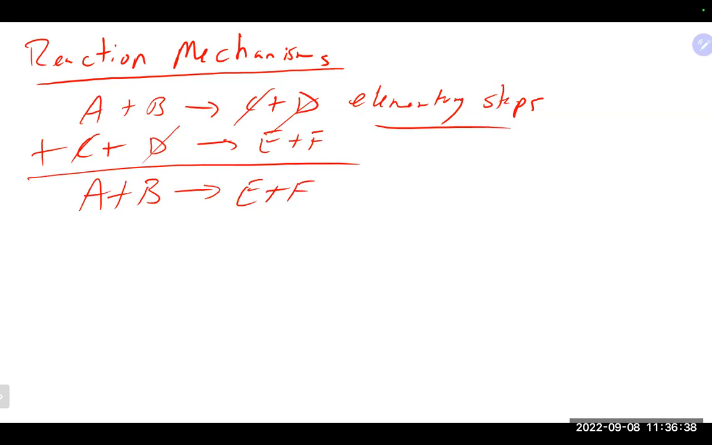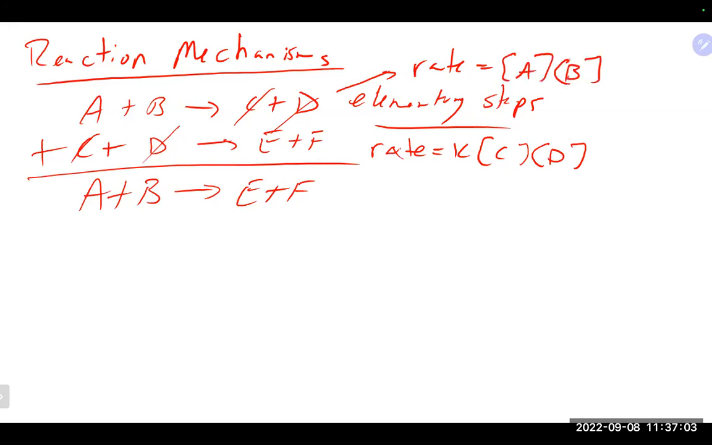Now, when we do these mechanisms, it is the one and only place where we can actually write rate laws for these elementary steps, and we can use the coefficients to write it. So we could write for this one, the rate is equal to k times C times D. This one up here would be the rate is equal to k times A times B. So the one place where you can use the coefficients, and that should have a k, is when we're doing these elementary steps.